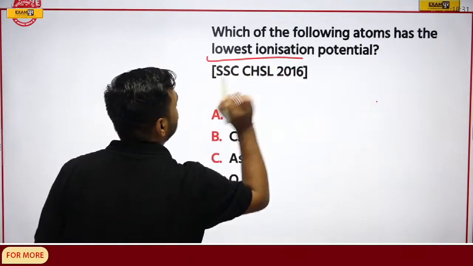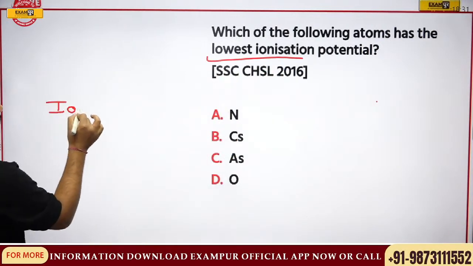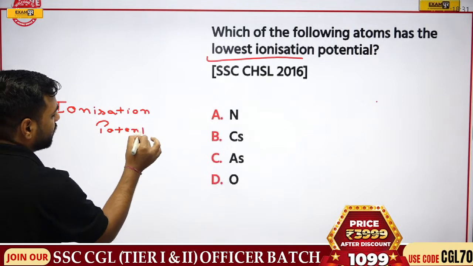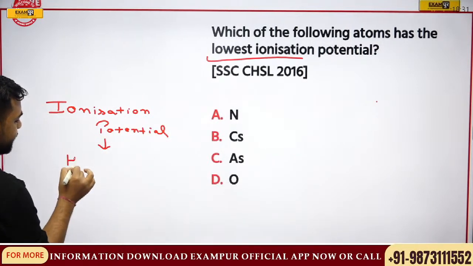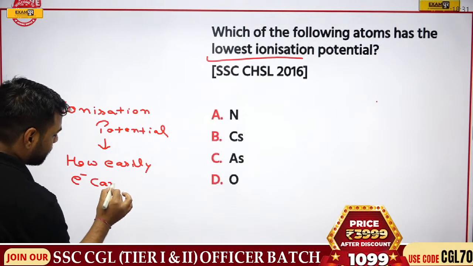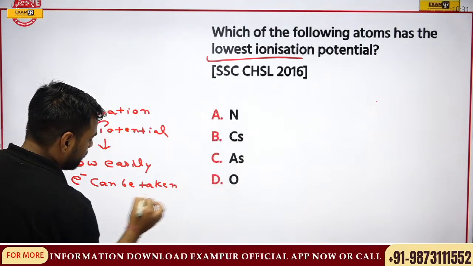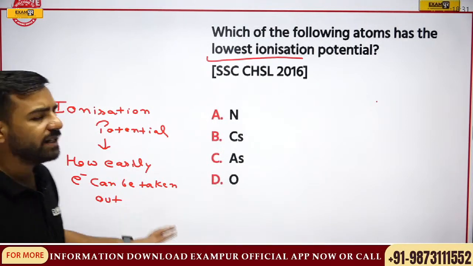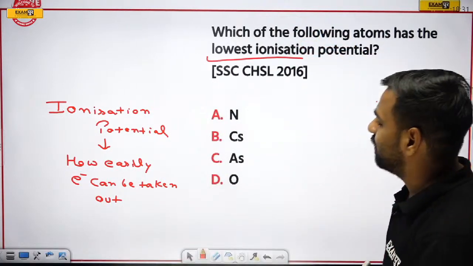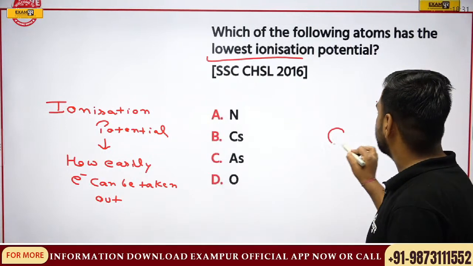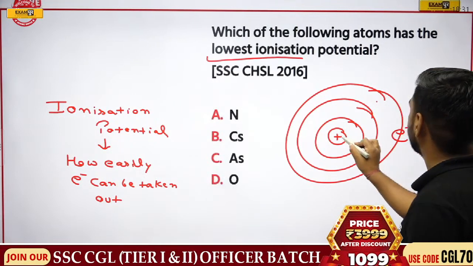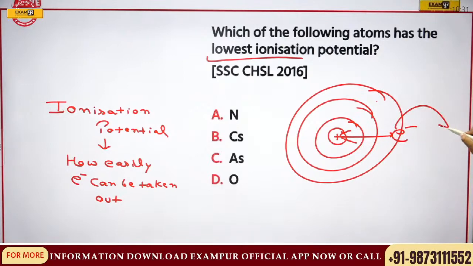If I talk about this ionization potential first, so what was ionization potential? I'll write here: how easily electron can be taken out. Now it's very easy to understand. I was yesterday explaining you when we are talking about long distance relationships. Let me tell you again. If I talk about this positive charge and this negative charge, if they are very far apart, so this electron can be taken easily, right?